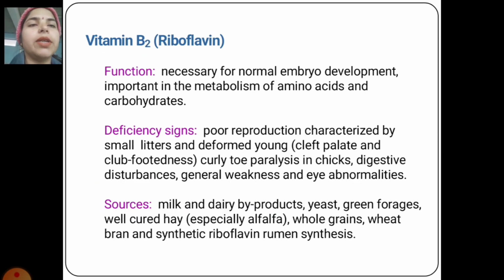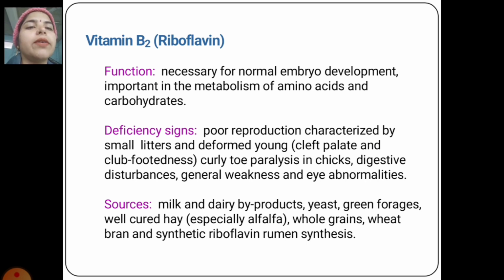Next is vitamin B2. It is also known as riboflavin. Its function is necessary for normal embryo development, and it is important in the metabolism of amino acids and carbohydrates. Next are the deficiency signs: poor reproduction characterized by small litters and deformed young, cleft palate and club foot, deadness, curly toe paralysis in chicks, digestive disturbances, general weakness and eye abnormalities.